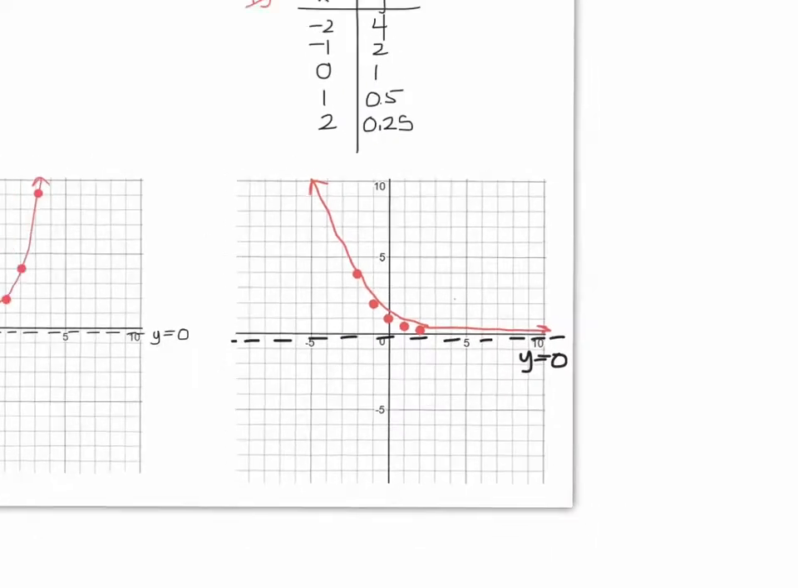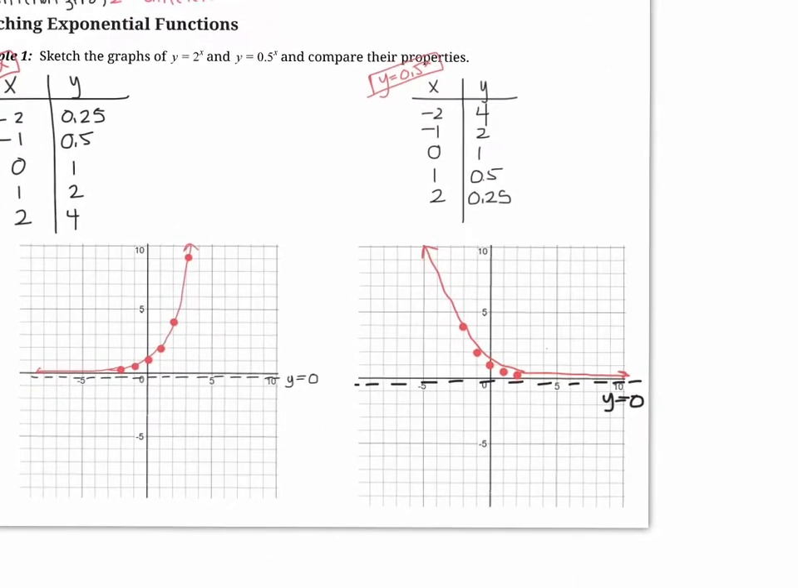So what's the difference between these two here? Well, one of them is increasing and one of them is decreasing. Why? What's the difference between them? The difference is this base. This has a base of 2 and this has a base of 0.5. Why are they so different?